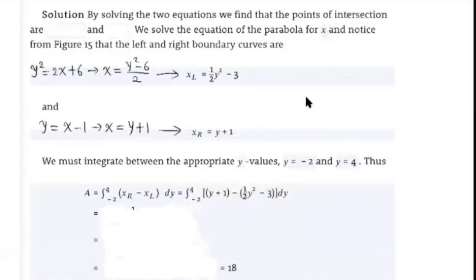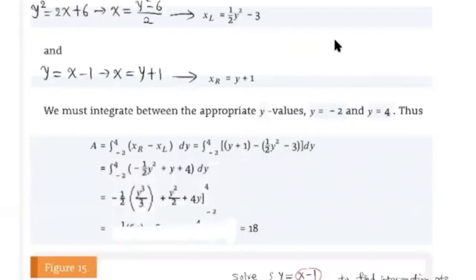Now, xR is y plus 1. xL is 1/2 y squared minus 3. After this, you're going to simplify this. So combining, we got this one right here. Now we just need to find the antiderivative of each term right here. The antiderivative of y squared is y cubed over 3. The antiderivative of y is y squared over 2. The antiderivative of 4 is 4y. So we evaluate this for y from -2 to 4.